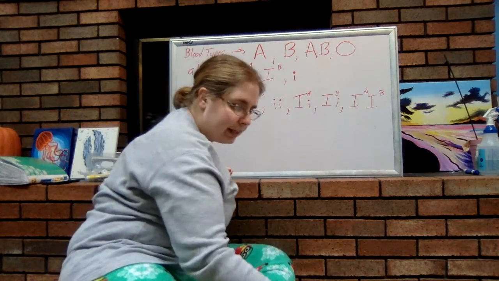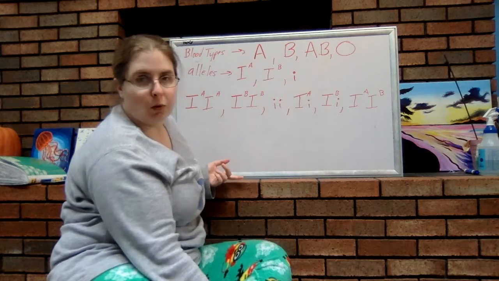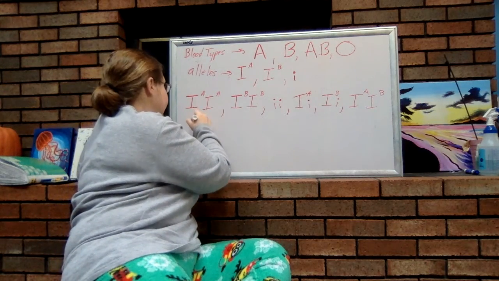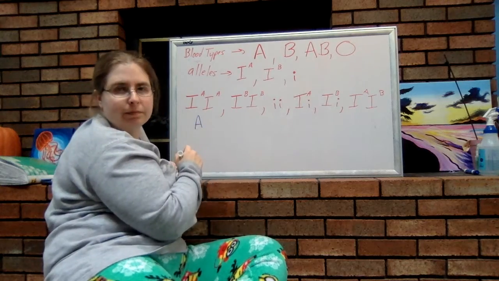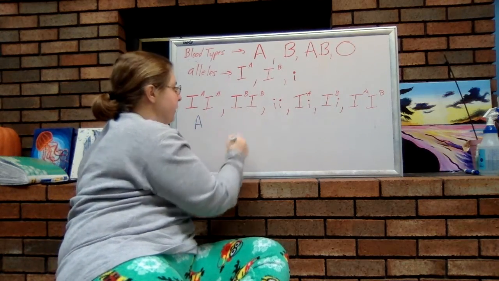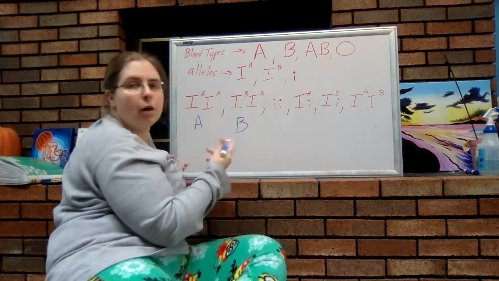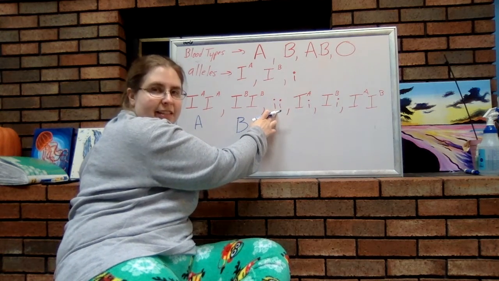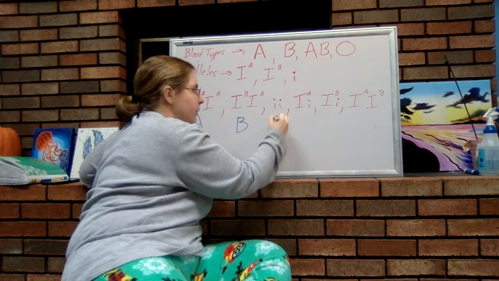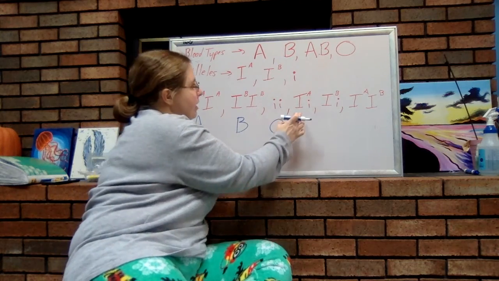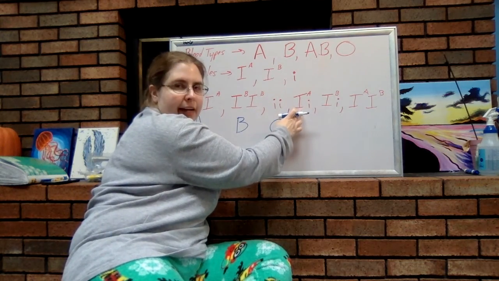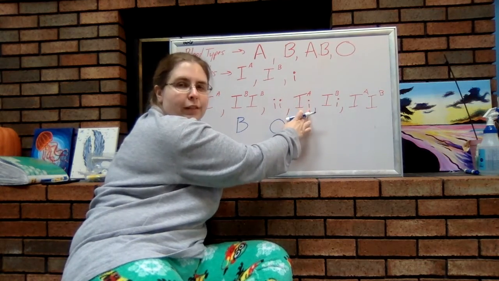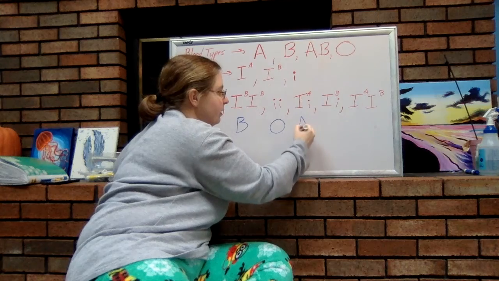So let's figure out what each one of these genotypes would represent. So we have 2 A alleles. That means this would be blood type A. You have 2 B alleles, you'd be blood type B. If you have the recessive alleles, you are going to be blood type O. If you have a dominant A allele and the recessive O allele, because that one is recessive, you are going to be blood type A.